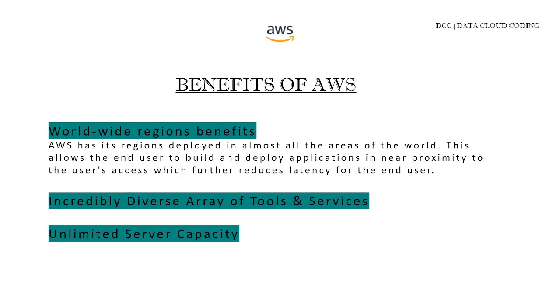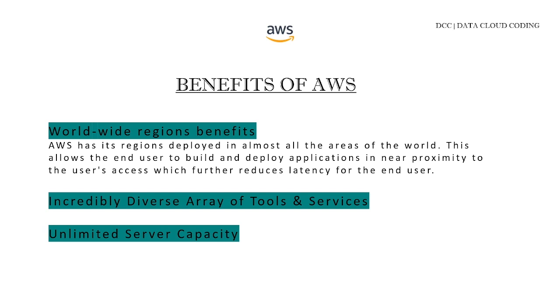The worldwide region benefits. AWS, as we discussed, has its regions deployed in almost all the areas of the world. We have data centers located throughout the world, and this allows the end user to build and deploy applications in near proximity to the user's access, which in turn reduces latency for the end user. Since AWS has its data centers located all around the world, we can build our applications and deploy them in near proximity to the user's access to get reduced latency.